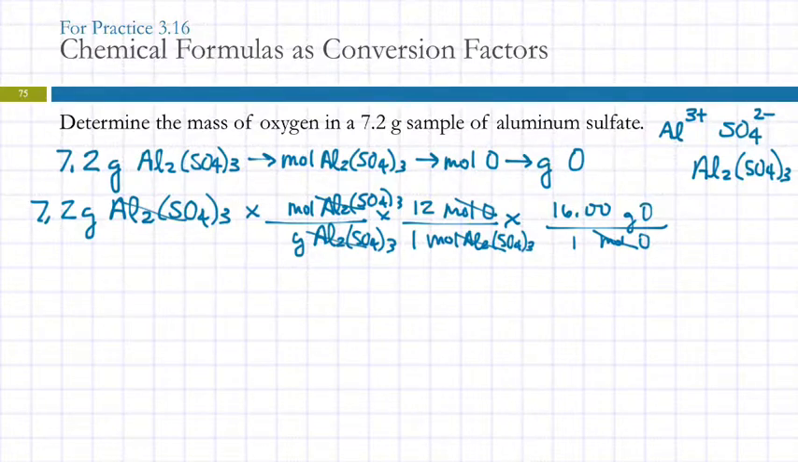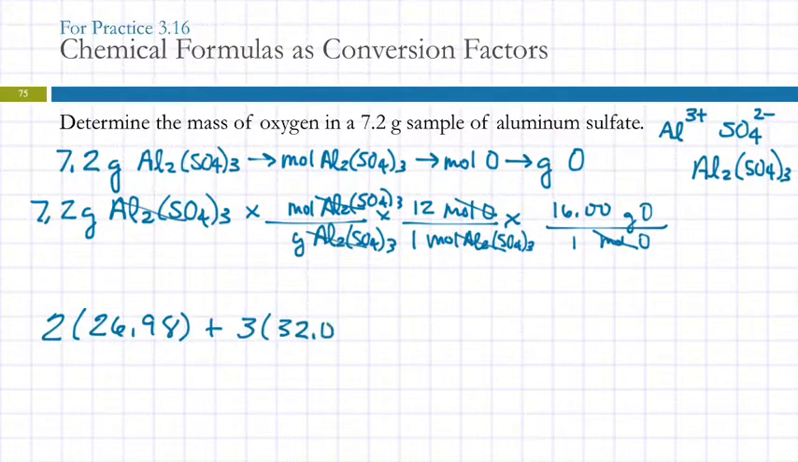So we look at the chemical formula. We've got 2 moles of aluminum. So I need 2 times the mass of aluminum. And I've got 3 sulfurs. So 3 times the mass of sulfur. And I already figured out I've got 12 oxygens, and those are 16 grams each mole. So 2 times 26.98 plus 3 times 32.07 plus 12 times 16. And again, if I screw up, please tell me right away.